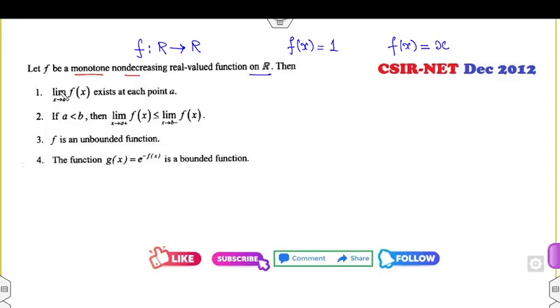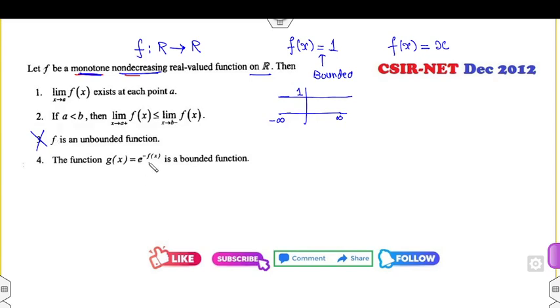So look at the first part. Limit x approaches a, f(x) exists. Yes, true. It exists because it's a continuous constant function. But based on the counter example, your target is to discard the option. Look at that. What is this function? Bounded function. Fine. This function is monotonic. This function is non-decreasing, because if you look at the graph, its value is minus 1, its value is plus 1 from minus infinity to plus infinity. It's non-decreasing, but this function is bounded. So the third option is cancelled.